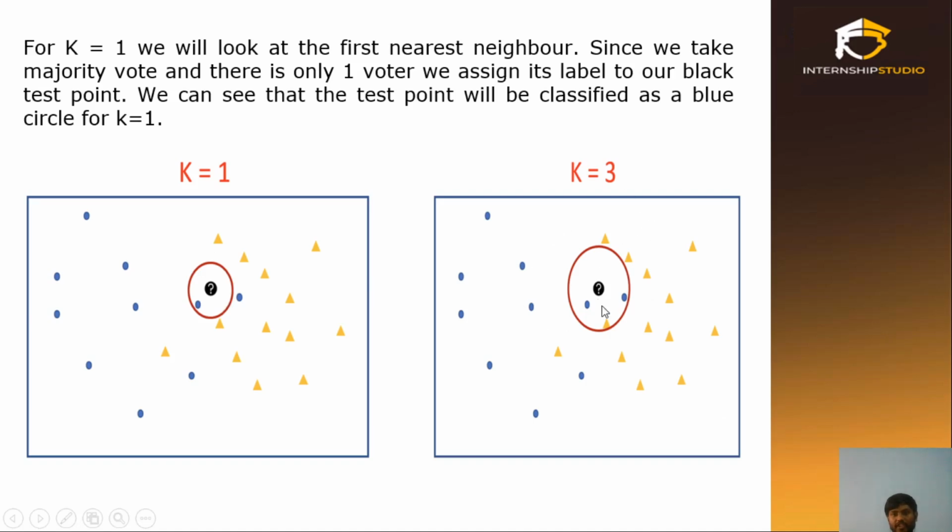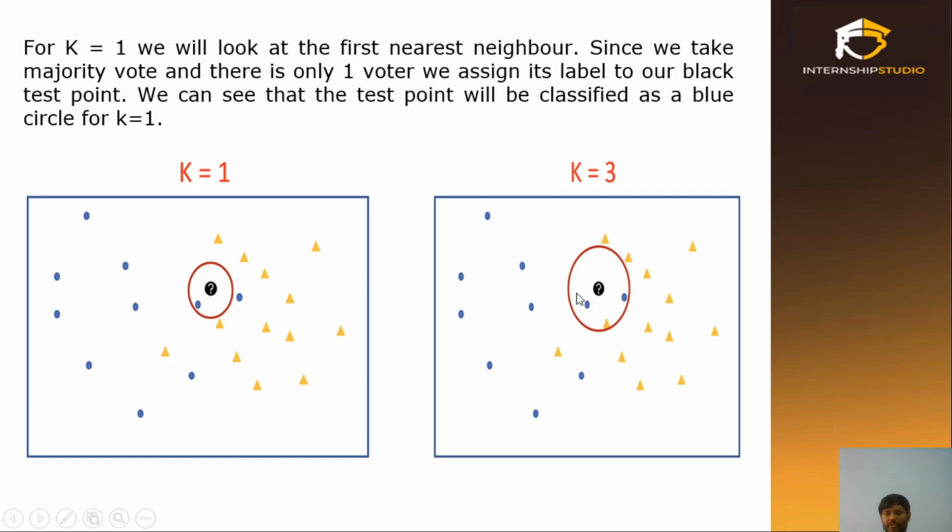Suppose k equal to 3, you will check for three nearest neighbors. Here your circle boundary has increased, and you can see the nearest neighbors here. You have two blue and one yellow neighbor in the respective neighborhood or the circle that we have defined when k equal to 3. And the majority is 2, right?